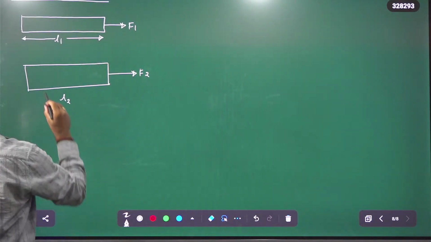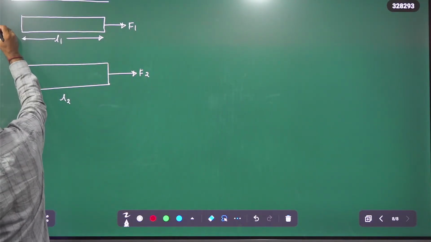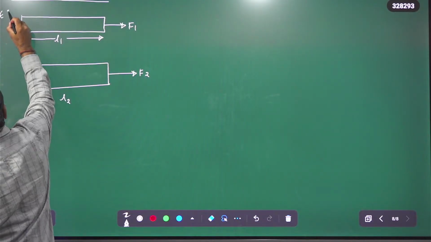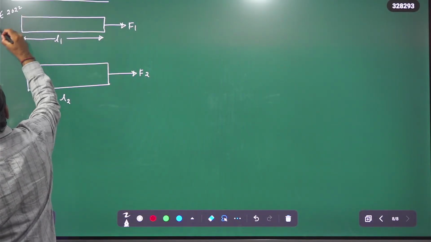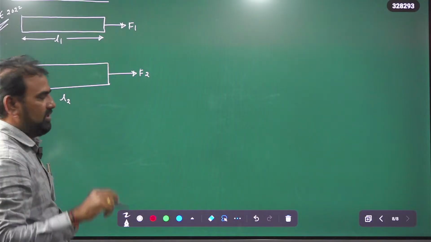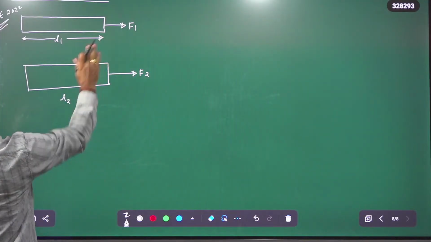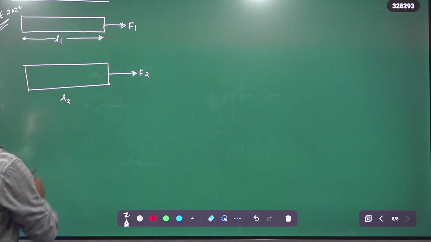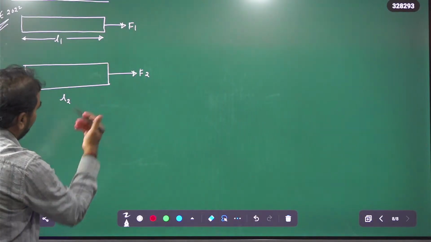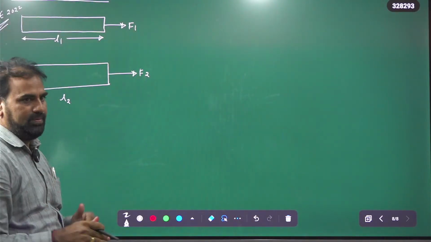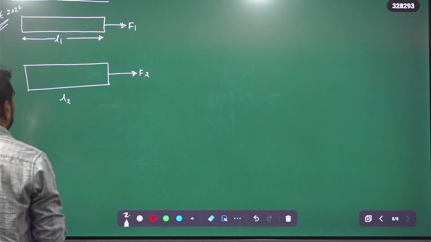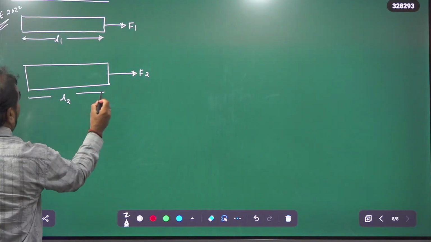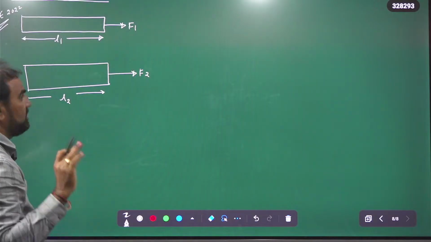This question was asked in JEE 2022 based on Young's modulus. When F1 newtons is applied, its length would be L1. When an F2 newtons force is applied, its length would be L2 meters. So we have to calculate what the natural length of the wire will be.